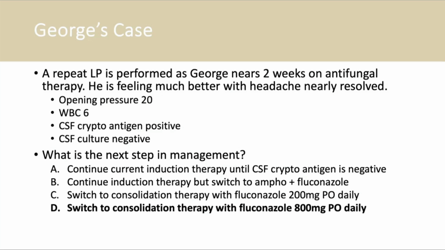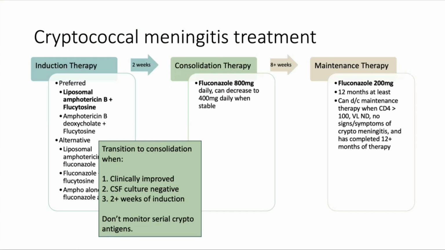Yeah. So you got the right answer. At this point, you're ready to switch from the induction therapy to consolidation therapy for cryptomeningitis. And so you transition when they're clinically improved, the CSF culture is negative, and generally you want 2+ weeks of that induction regimen. Monitoring serial cryptoantigens isn't going to help. They don't reliably downtrend with treatment, and especially not in that 2-week setting. So if you try to follow them, you're not going to really know what you're doing. So we do want a negative CSF culture before we consolidate.